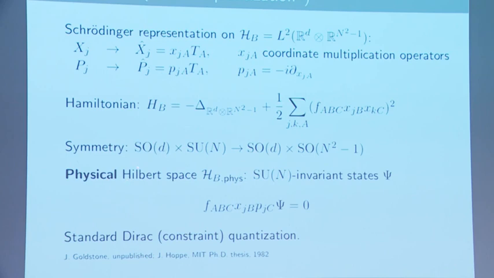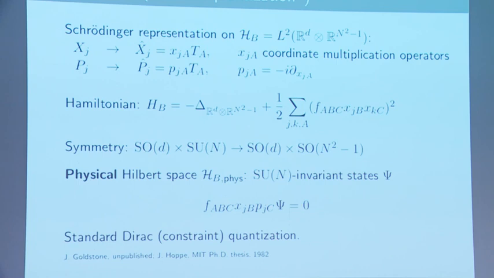So actually, the physical Hilbert space is not the whole space here, but rather this is where I wrote the bosonic Hilbert space physical, which is then the SU(N) invariant states. So the generators of the SU(N) symmetry can be written in terms of this basis with the structure constants like this. And that acting on our states should be 0. So that's how we implement the constraints.